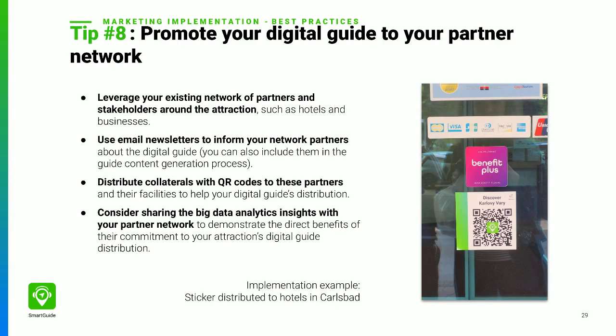A very useful tip is to leverage your existing network of partners and stakeholders around the attraction, such as hotels and businesses. Use email newsletters to inform your network partners about the digital guide. You can also include them in the guide content generation process. Distribute collaterals with QR codes to these partners and their facilities to help your digital guide's distribution. Or, consider sharing the big data analytics insights with your partner network to demonstrate the direct benefits of their commitment to your attraction's digital guide distribution.